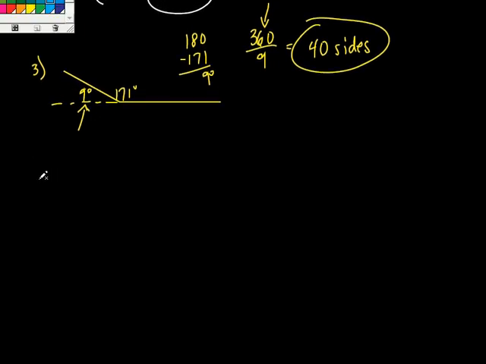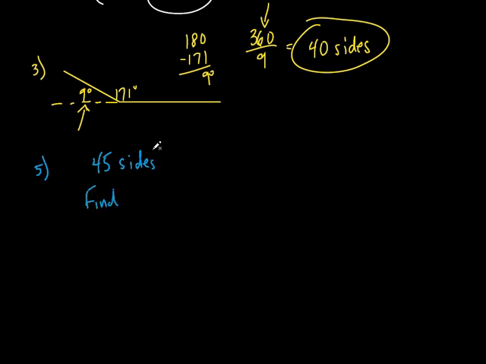Different color here. Let's see. Let's do 5. I didn't do this in the other class, so we'll do this one here. It says find the measure of each exterior angle of a regular 45-gon. That means there's 45 sides. And I want to find, and it's a regular polygon. I want to find each exterior angle.